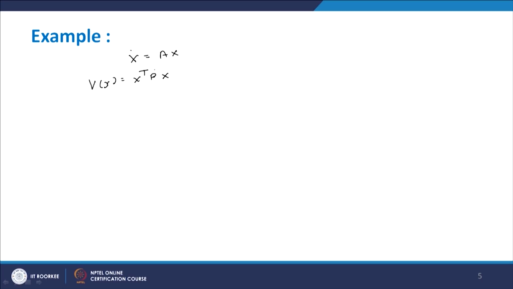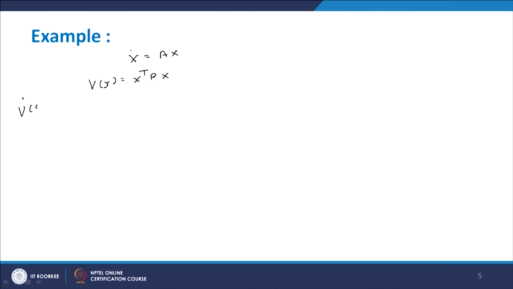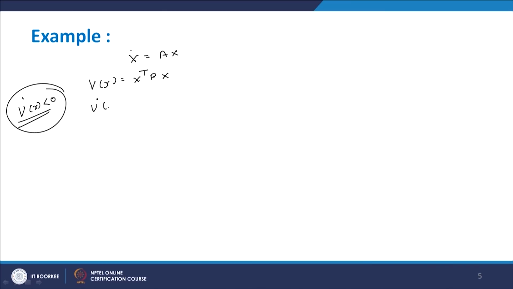Now, the concept of Lyapunov is based on the energy function. When the system is stable, V dot x is less than 0. That is the concept of the energy. So, V of x we have taken as x transpose P into x. Now, we want V dot x. So, what we do, we will determine V dot x.